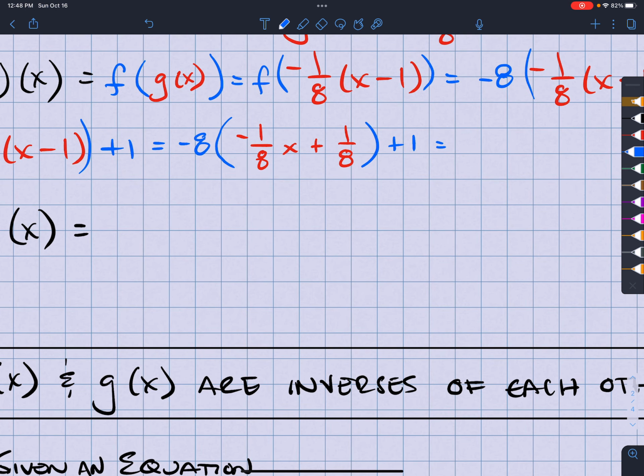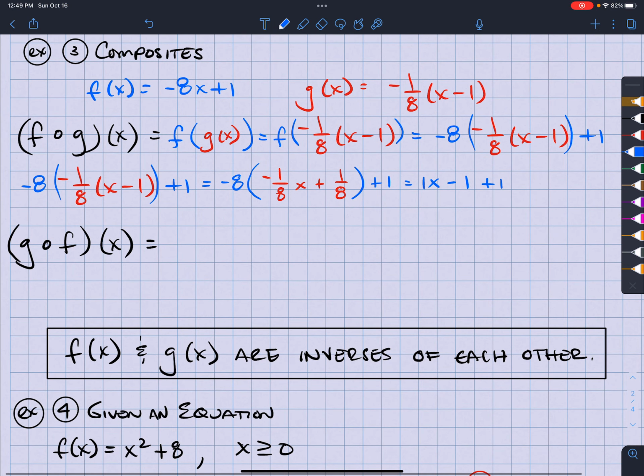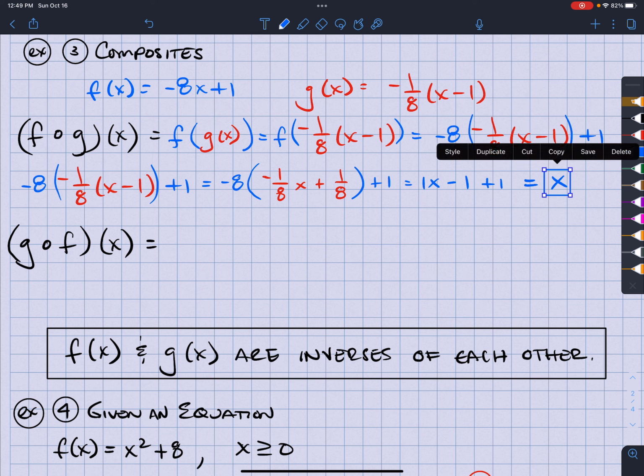Well, that's going to equal to, now I got to distribute this negative 8 through, right? Well, what's negative 8 times 1/8? It's just going to be 1. Negative times negative is going to become a positive, so I'm going to have a 1 x minus 1 and then plus 1. All right? And what's negative 1 plus 1? Well, what I'm going to have left now is just plain old x. Okay? So there's that. Awesome.